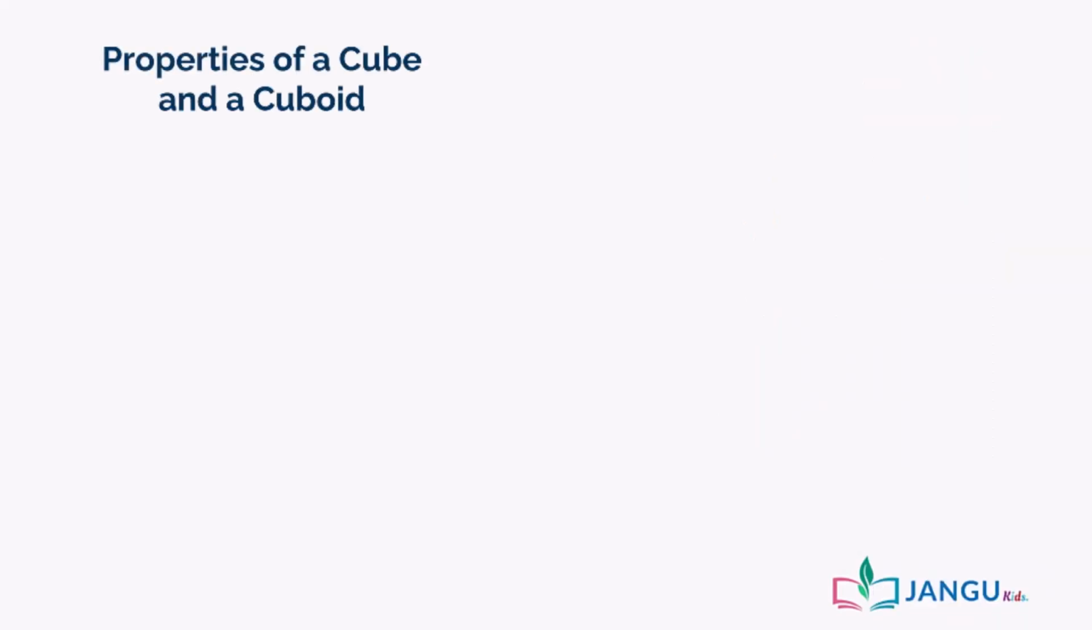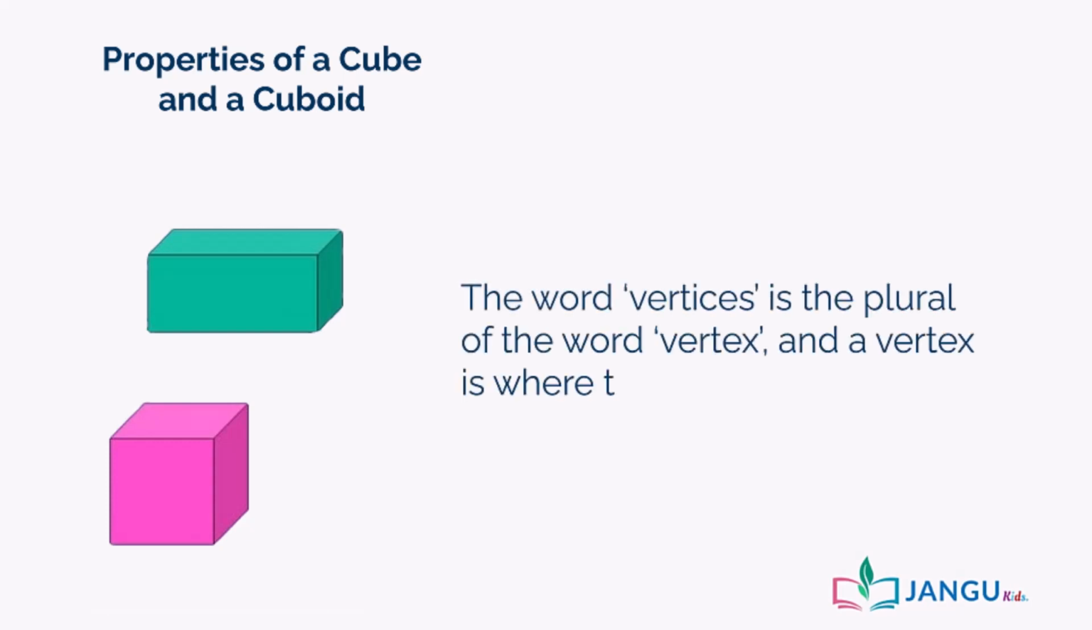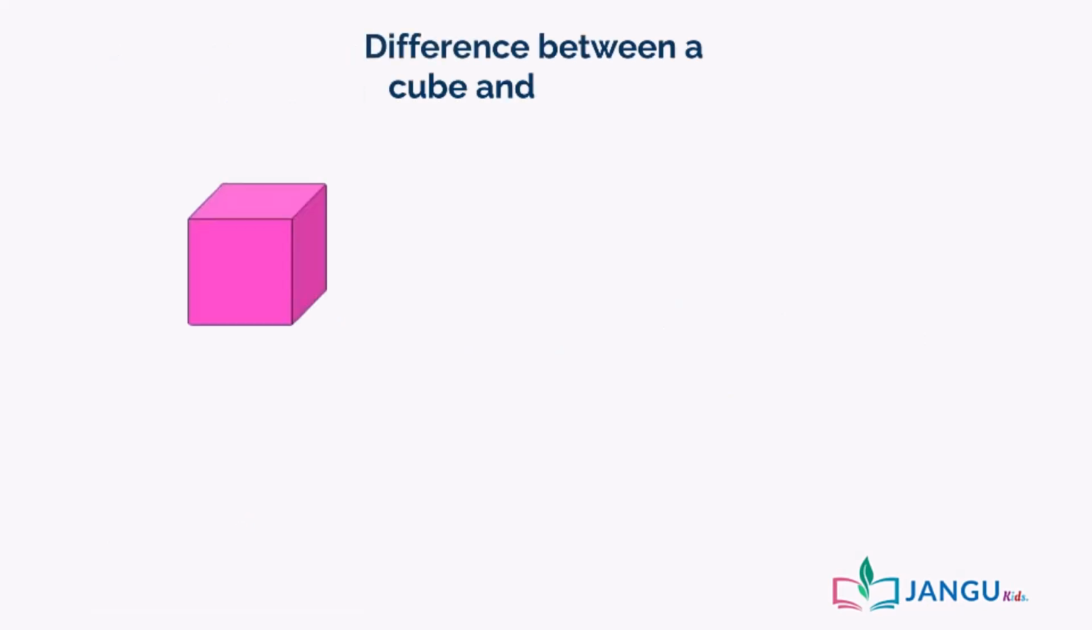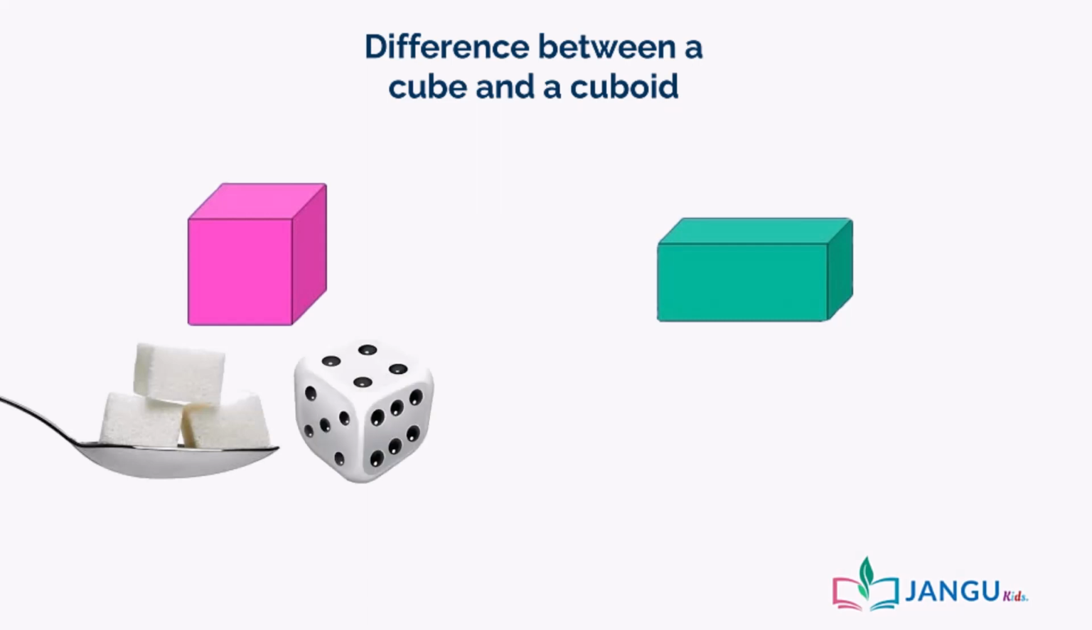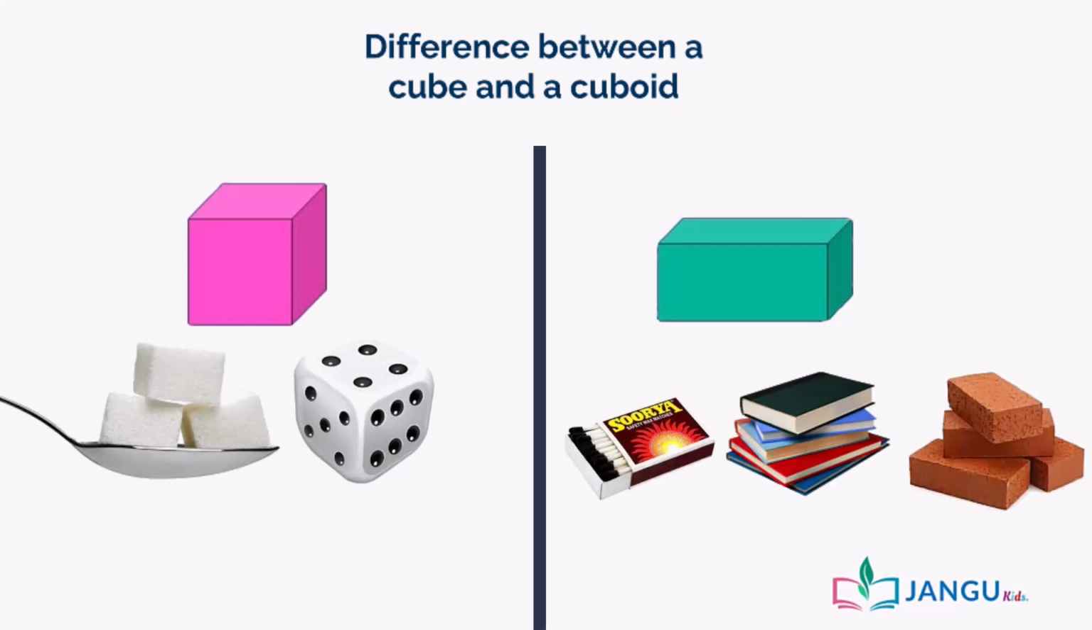Cubes and cuboids both have 6 faces, and they both have 12 edges and 8 vertices. The word vertices is the plural of the word vertex, and a vertex is where 2 or more straight lines meet. The difference between cubes and cuboids is that cubes have 6 equal faces, while cuboids have 3 equal opposite faces. A common example of cubes include sugar cubes, a dice, etc. An example of cuboids include matchboxes, books, bricks, etc.